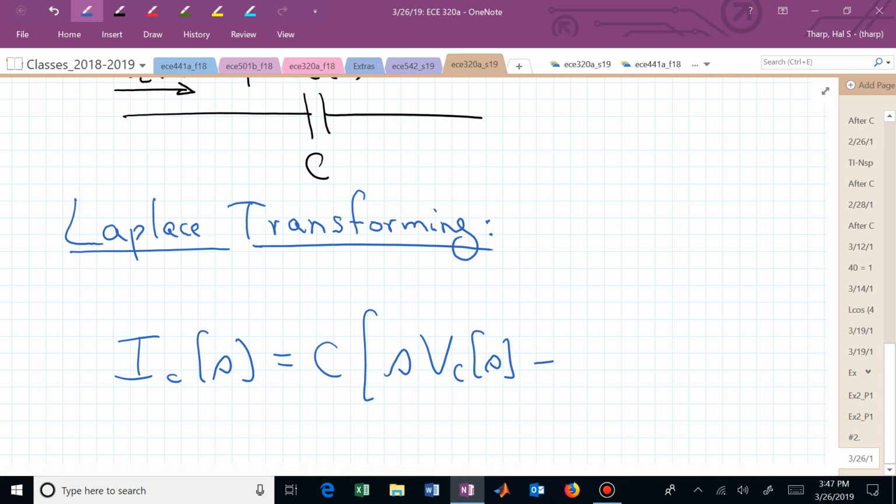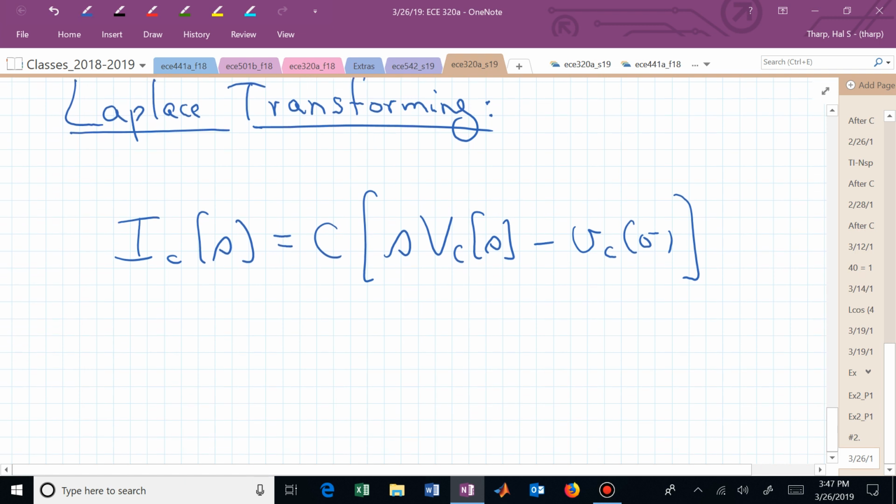Multiplication by s is what happens in the frequency domain when we differentiate in the time domain. And then we need to subtract off the value of the initial voltage across that capacitor. That's a time domain value, minus V sub C of 0 minus. That's what the voltage was across that capacitor at 0 minus. We can distribute that s across both terms on the right-hand side to yield sC times V sub C of s minus C V sub C of 0 minus.